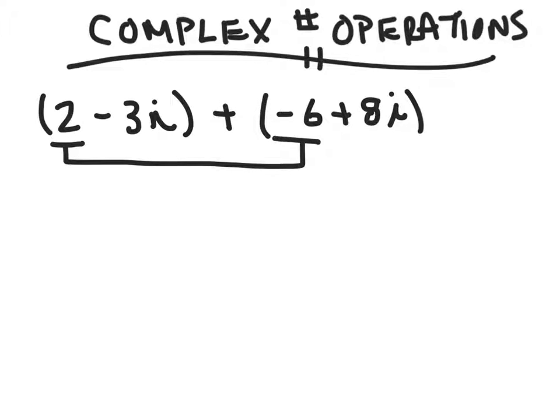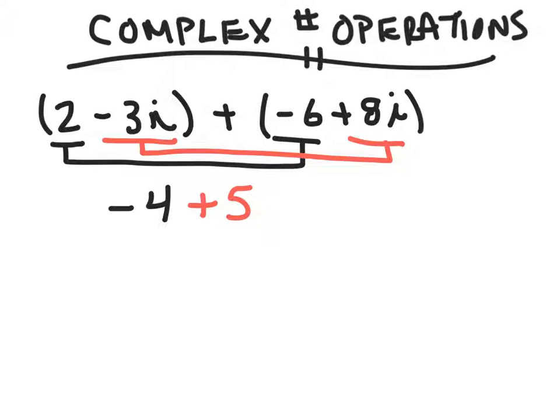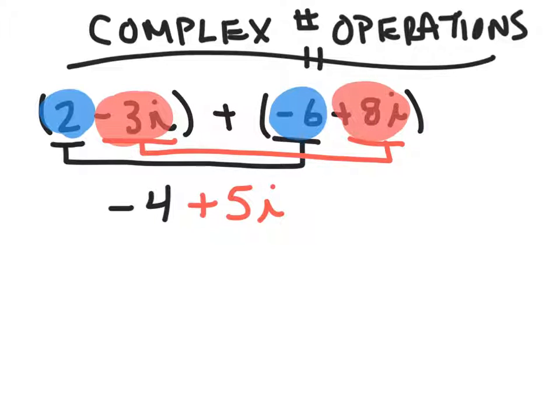So 2 minus 6 is negative 4. And then I'm going to group this guy with this guy. And negative 3i and 8i is just 5i. So again, fairly straightforward. I'm going to group the real pieces, and I'm going to group the imaginary pieces and just add them together.